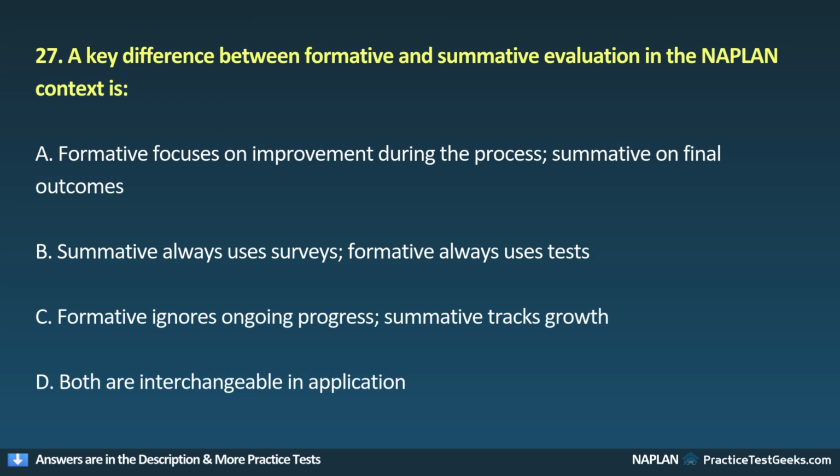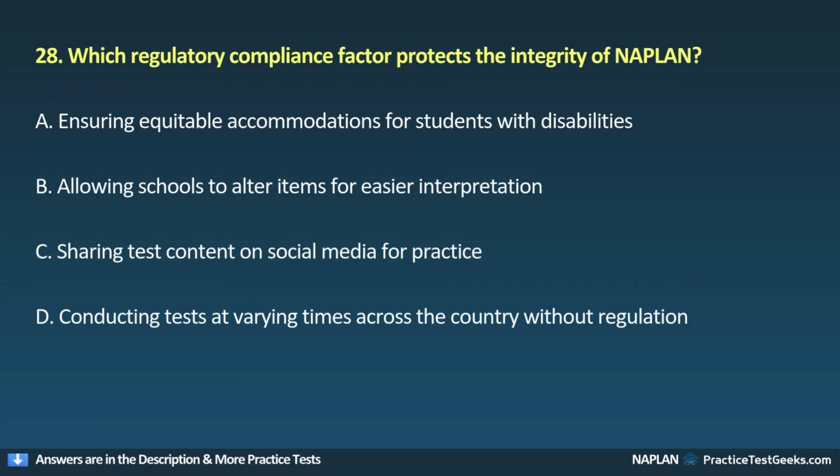A. Formative focuses on improvement during the process, summative on final outcomes. B. Summative always uses surveys, formative always uses tests. C. Formative ignores ongoing progress, summative tracks growth. D. Both are interchangeable in application. 28. Which regulatory compliance factor protects the integrity of NAPLAN?